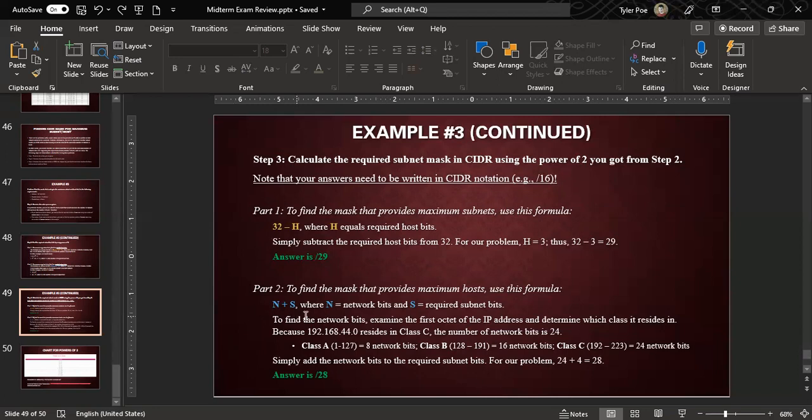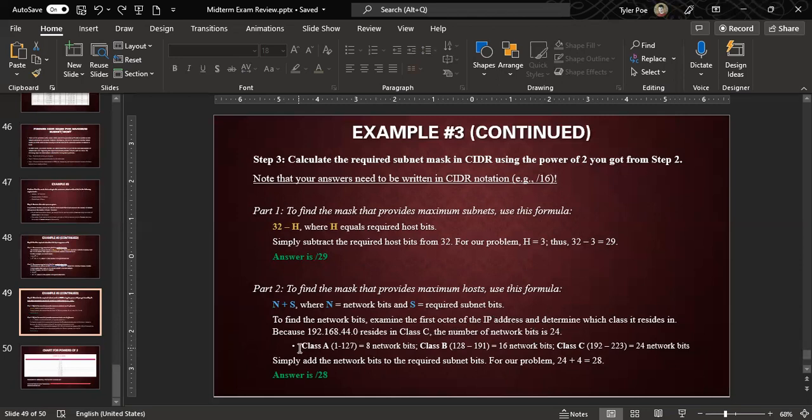To find the network bits, n, we need to examine the first octet of the IP address and determine which class it resides in. Because 192.168.44.0 resides in class C, the number of network bits is 24.